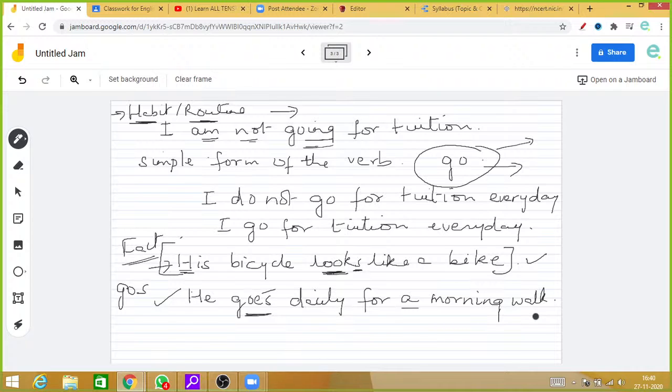Now Vaishnavi, tell me. Give me a sentence. Come on quickly, Vaishnavi. Unmute yourself. Don't be shy at all. We are all learning together. Come on, unmute yourself, Vaishnavi.